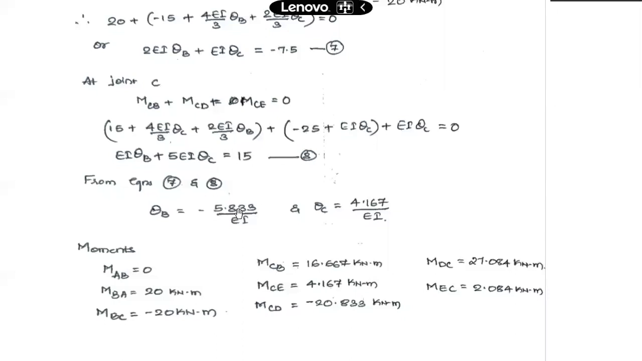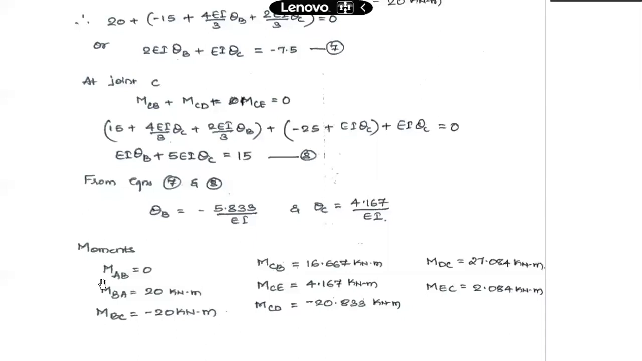It is an anti-clockwise direction rotation. And theta C is 4.167 over EI. This is a clockwise rotation. The sign indicates whether the rotation is clockwise or anti-clockwise. Theta B has a negative sign, so it is anti-clockwise. Theta C has a positive sign, so it is clockwise. Now what you have to do is use these values of theta B and theta C in equations 1 to 6. If you put these values in those equations, you'll get to know the moments at the joints.